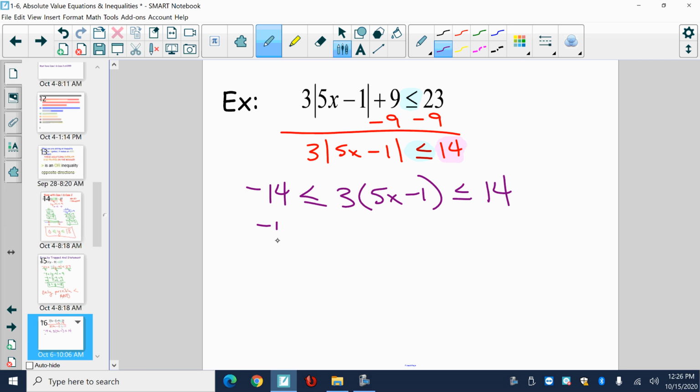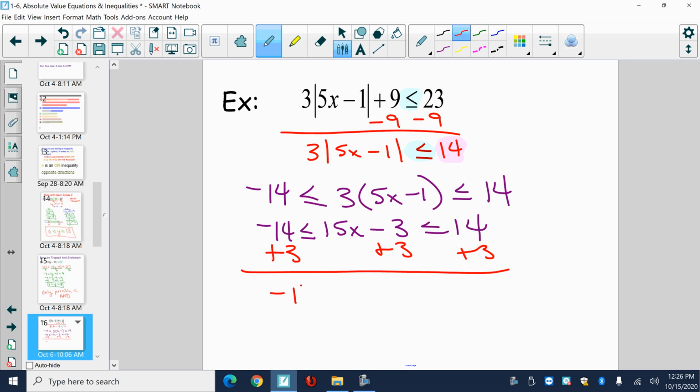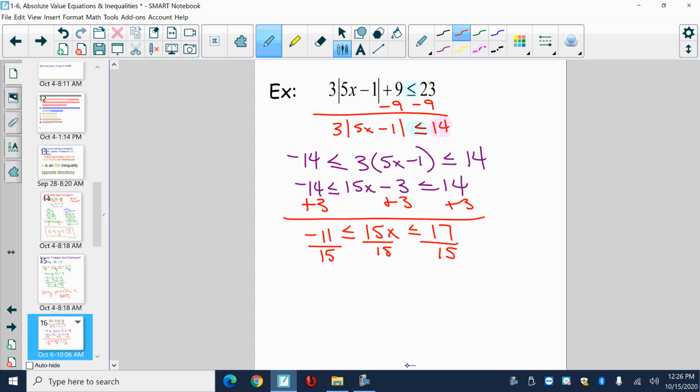I'm going to distribute. So I have negative 14 is less than or equal to a 15x minus 3 is less than or equal to 14. And I'm going to add 3 to the left, the middle, and the right. So I have negative 11 is less than or equal to a 15x, which is less than or equal to 17. Still solving for x, so I'm going to divide the left, the middle, and the right by 15 to give me negative 11 15ths is less than or equal to x, which is less than or equal to 17 over 15.